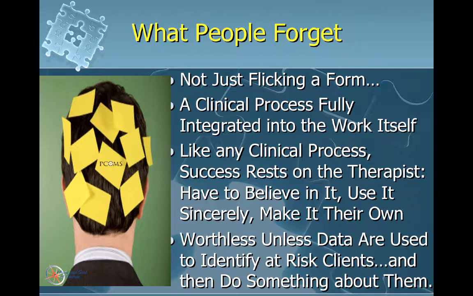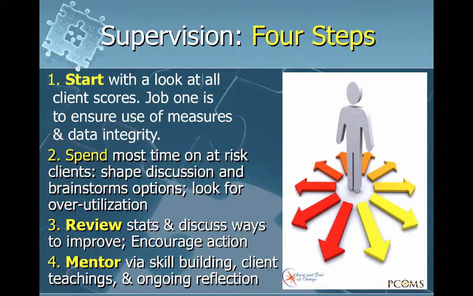And unless the data are used to identify at-risk clients, those clients who aren't benefiting, it's not really worth the paper it's written on or the electronic system that you happen to be using. You have to identify the clients and then do something about it, both within the therapy session, change what you're doing, and also at the agency level to figure out what else can be done with clients who aren't benefiting. So I want to talk to you about these 4 steps of supervision.